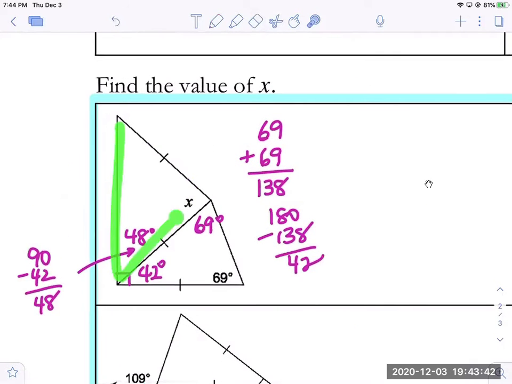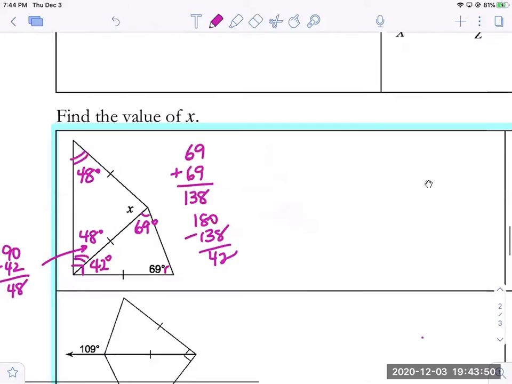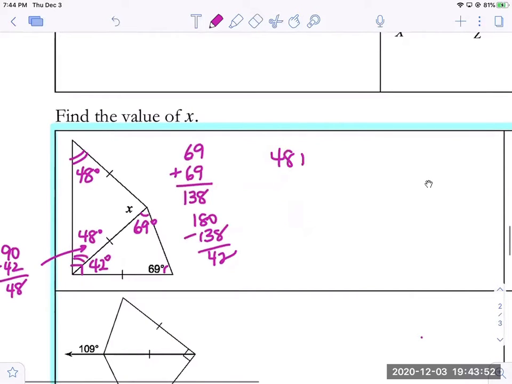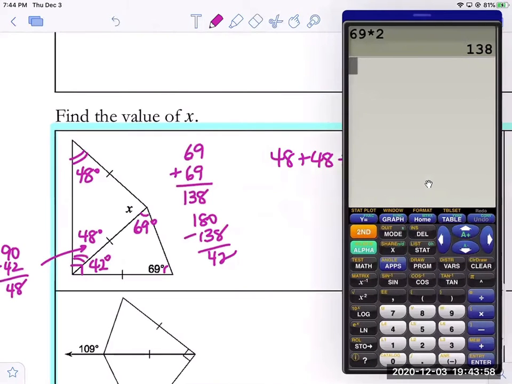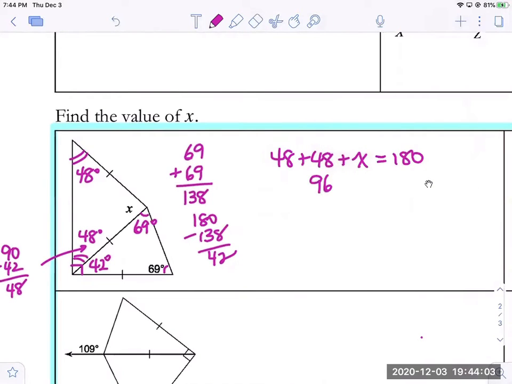And then in this triangle, the base angles here are congruent. So these two have to be the same. So that makes that one 48. And you could do 48 plus 48 plus x equals 180, or you can just subtract from 180 to figure that out. 48 times 2 is 96. And that means x needs to be 84.